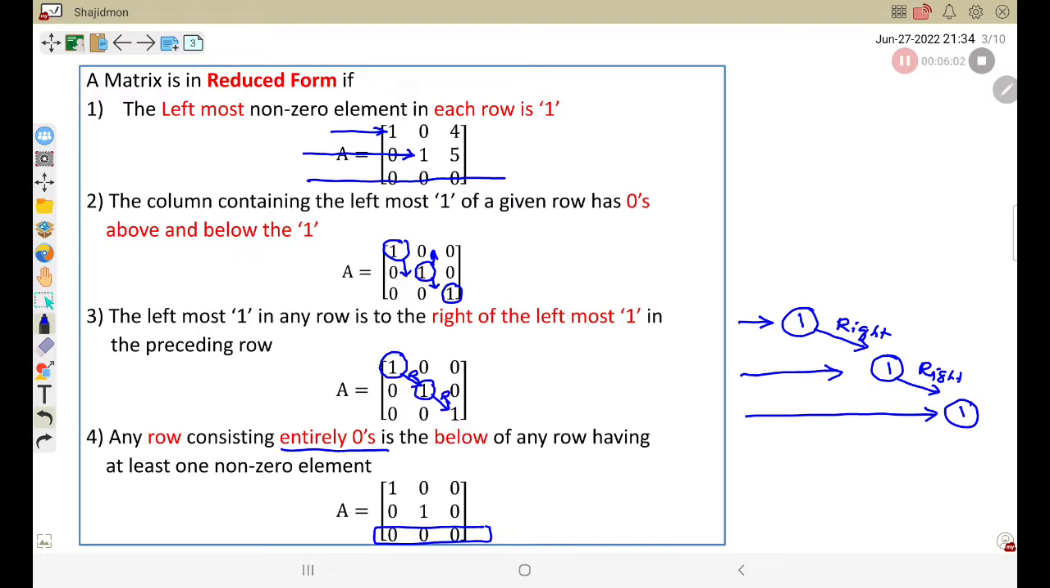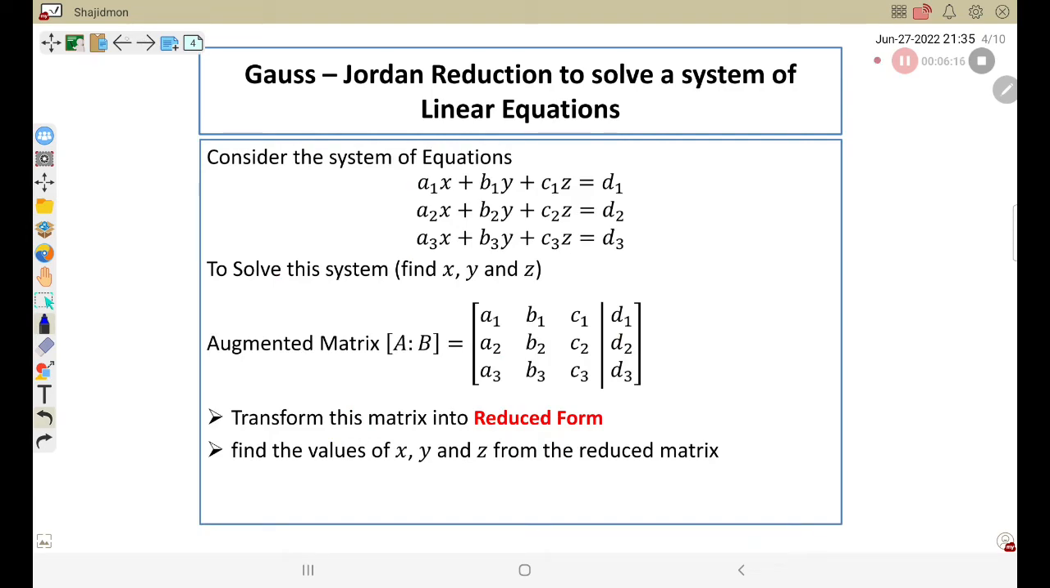So a matrix satisfying all these four properties, we call the reduced form of the matrix, or row reduced echelon form, or simply reduced form. Now we will do some examples, but before that, what is the use of this reduced form? How can we find the solution of a system by using the Gauss-Jordan reduction method, from the reduced form?